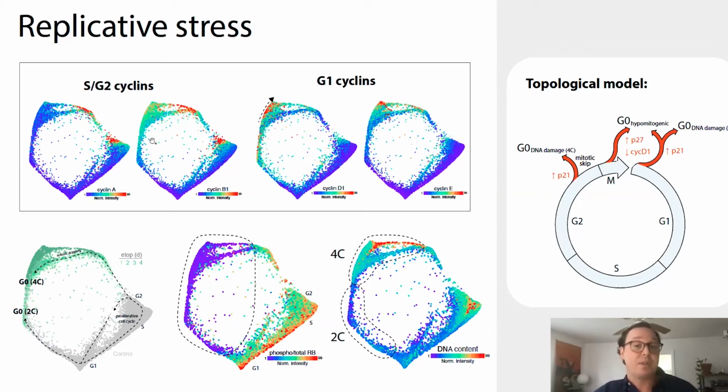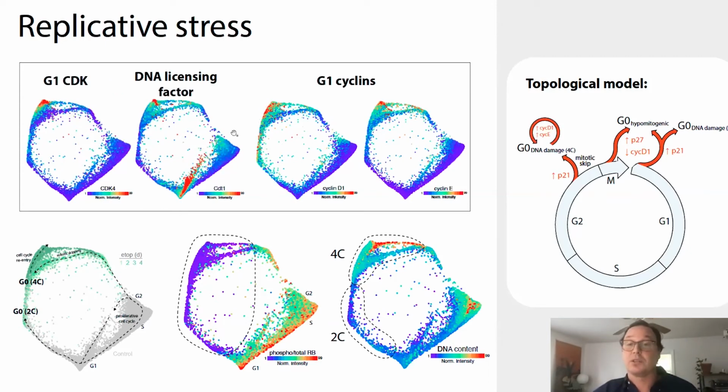And it's been reported that cells can, in fact, re-enter the cell cycle from this arrest state. And if you look along this trajectory here, we see that cyclin D first increases, followed by a later increase in cyclin E, consistent with the normal timing of cyclin expression as they progress through G1 towards S phase. In fact, we also see along this trajectory a progressive increase in CDK4 and in the DNA licensing factor CDT1, all events that should promote entry into S phase.